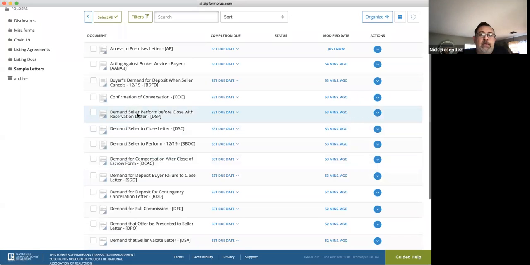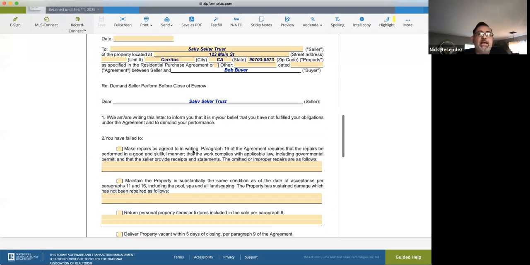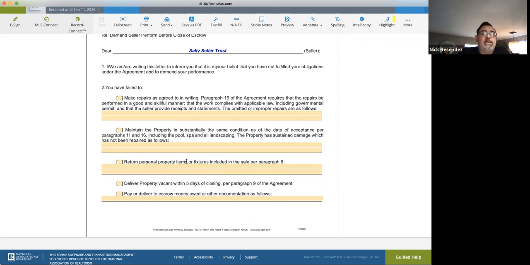Okay, next, demand seller perform before close with reservation letter. So what the heck is this? Well, let's take a look. This is to be used by a buyer when nearing the close of escrow, and it's apparent that the seller has not complied with his or her contractual obligations. So maybe you have a seller who is refusing to fix the property up and do the repairs. Or maybe they're not maintaining the property in the same condition it was in when we agreed to buy it.